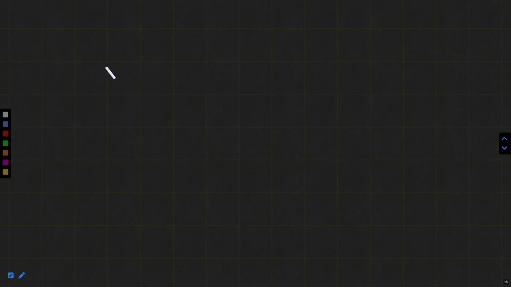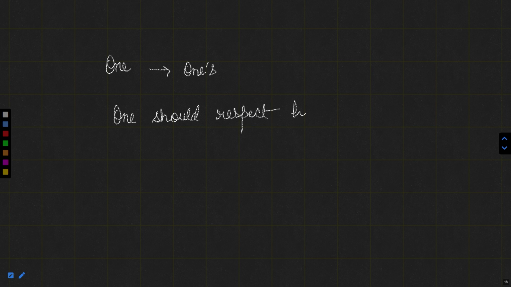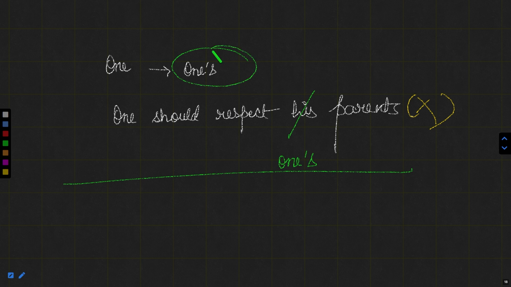One more thing. If I use one, its possessive case is one's. Now, if I say one should respect his parents, what do you find? Is the sentence correct or incorrect? The sentence is incorrect, and the rectification is that his should be replaced with one's. So one's is the possessive case of one. This is how we can use the indefinite pronoun one. One should respect one's parents. So this will be the correct sentence.